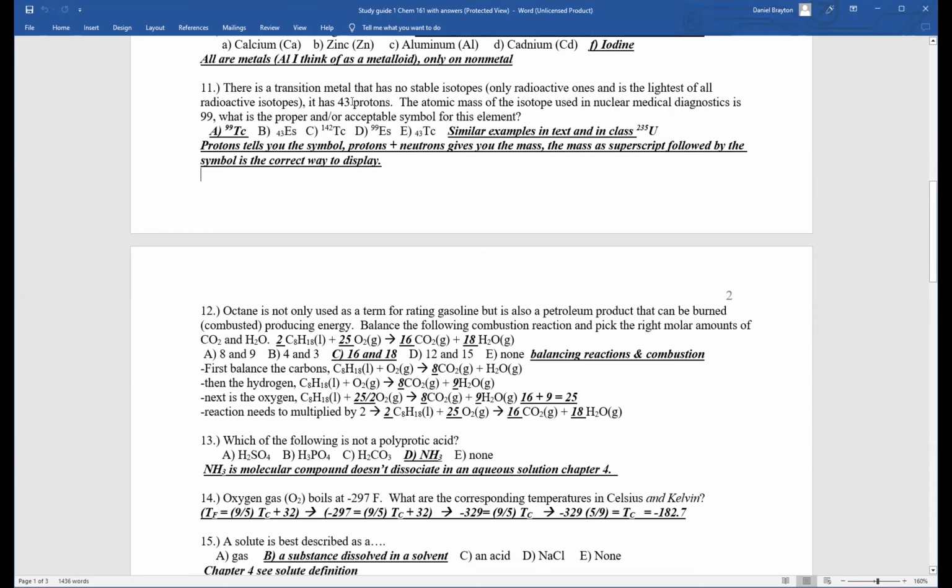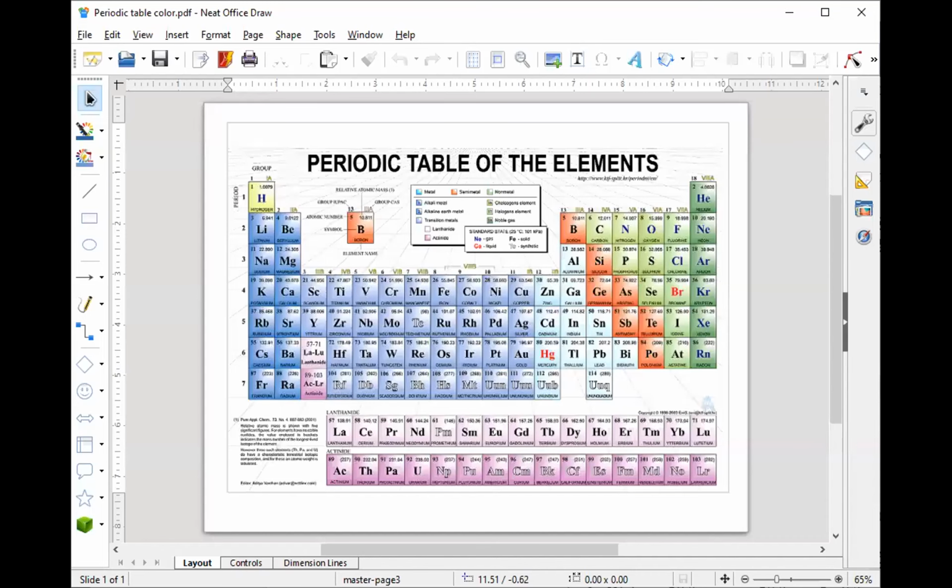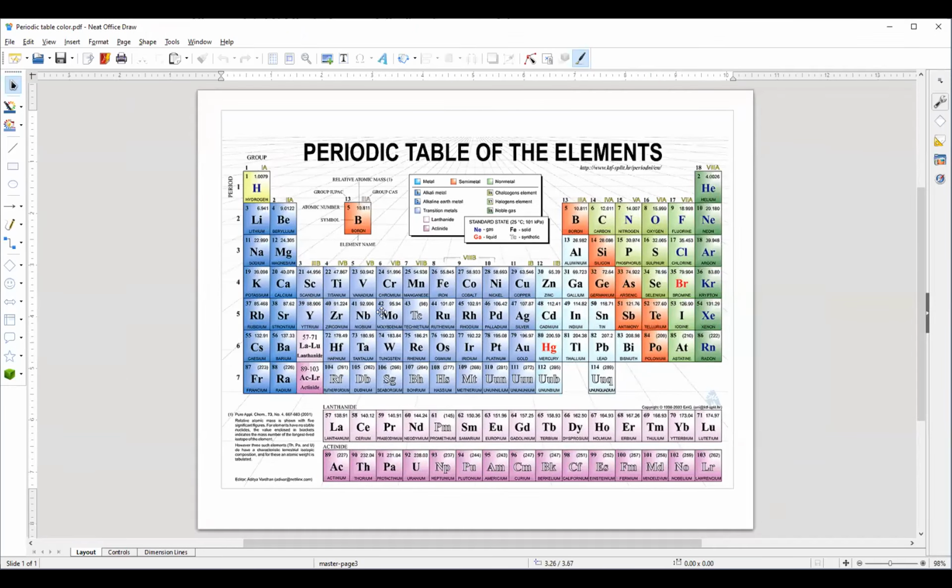It was here whenever the Earth was first formed, but it's radioactive, so it's decayed away and there's none of it left. And the way they make it is you take an element next to it on the periodic table, like I think molybdenum. Let me change the share. So you take the element right next to it and you bombard it in a nuclear reactor, and then you make this technetium.